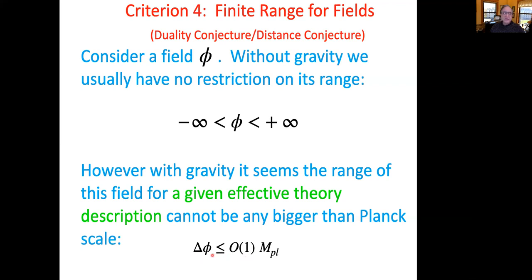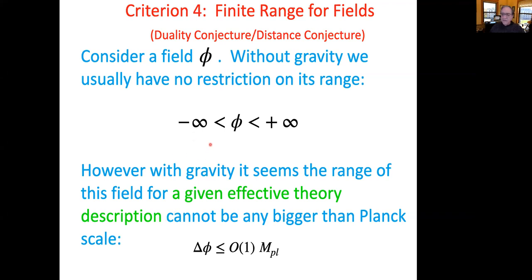What I mean by that is that if you try to go beyond this range, you can, but what happens is that the effective theory breaks down. You have to modify your theory. So the effective theory you have only has a finite range of validity. And as soon as you go to far away regimes, it becomes inconsistent.